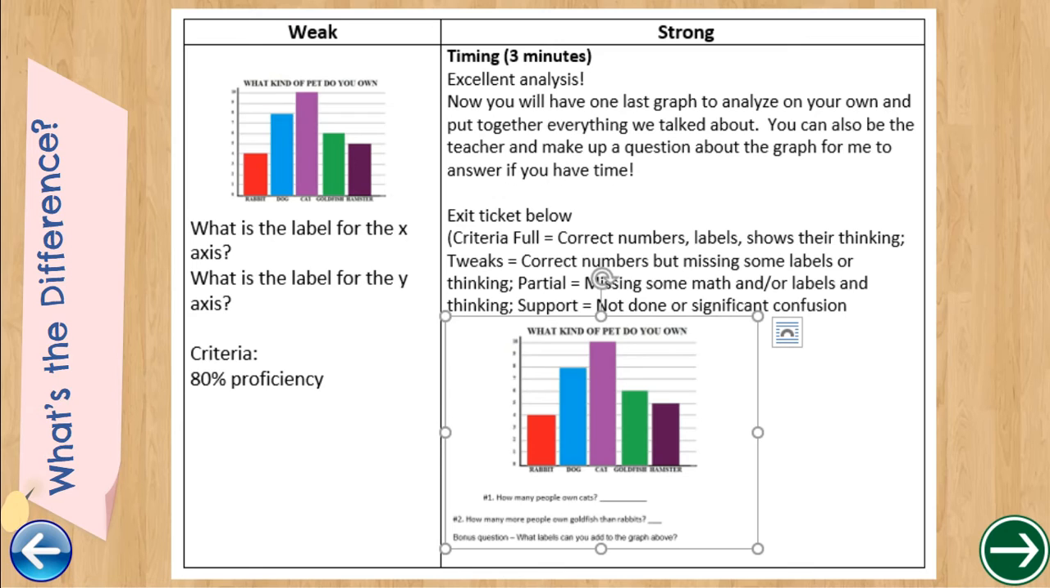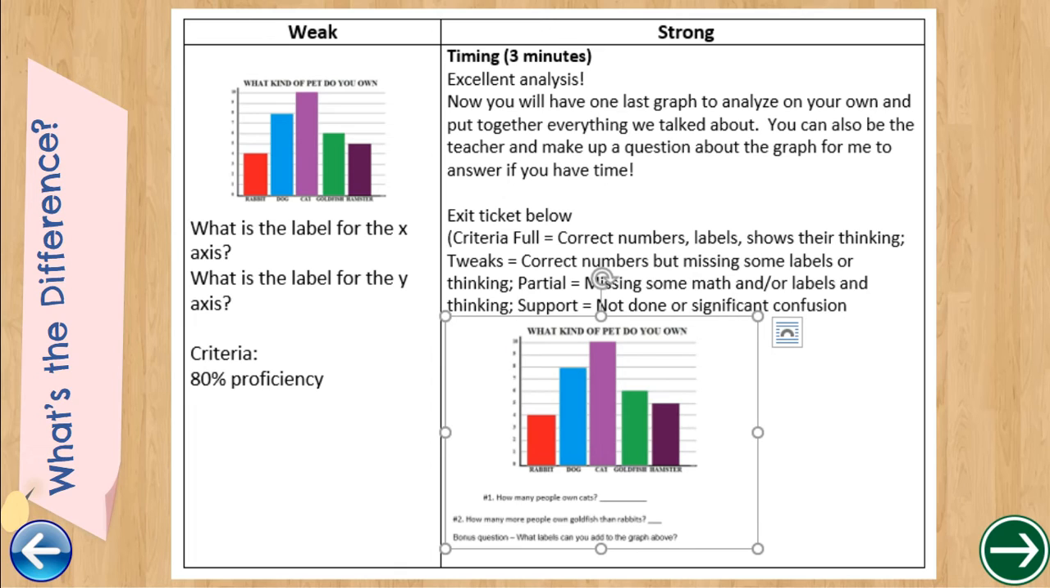So this one you want to look for, this student said in her you do part of the lesson, she's saying to the students, excellent analysis. Now you're going to have one last graph to analyze on your own to put together everything. So this is going to be her final exit ticket. So again, it provides a graph and then just says how many people own cats, how many more people own goldfish than rabbits. So her criteria here is that she has the correct numbers, labels, and they're showing their thinking.